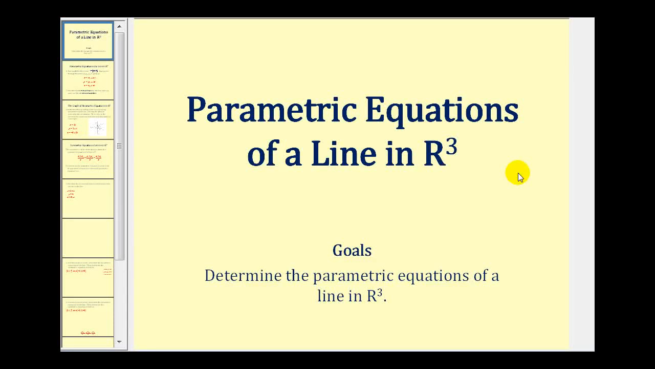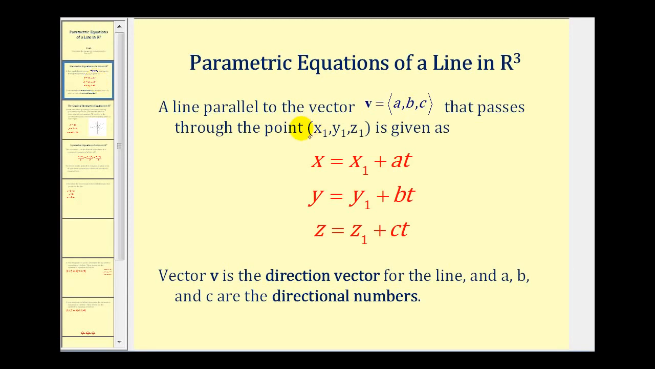Welcome to a lesson on parametric equations of a line in R3. A line that is parallel to vector v with components a, b, c that passes through the point x1, y1, z1 is given as x equals x sub 1 plus at, y equals y sub 1 plus bt, and z equals z sub 1 plus ct. So the components of the directional vector a, b, c are the coefficients for t.